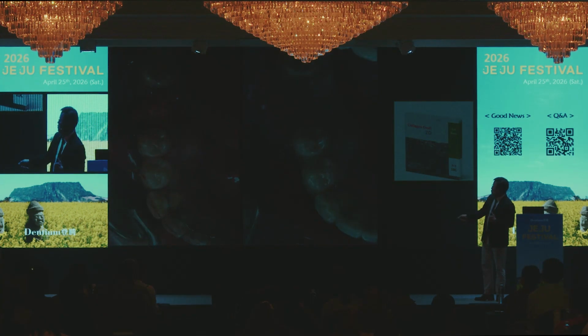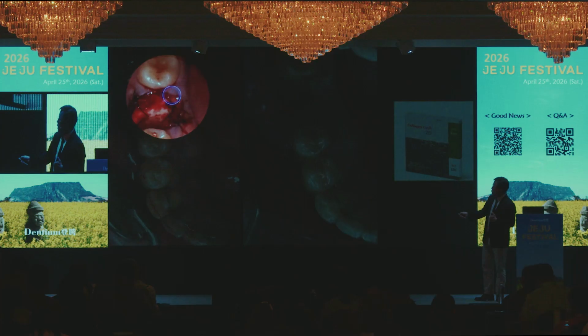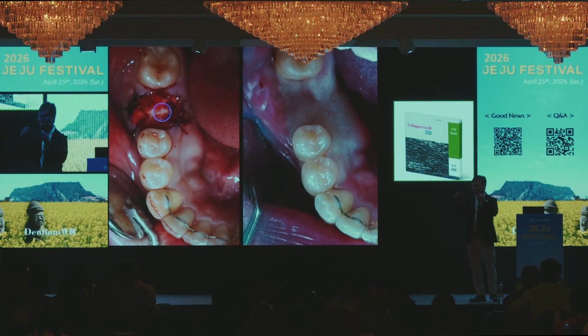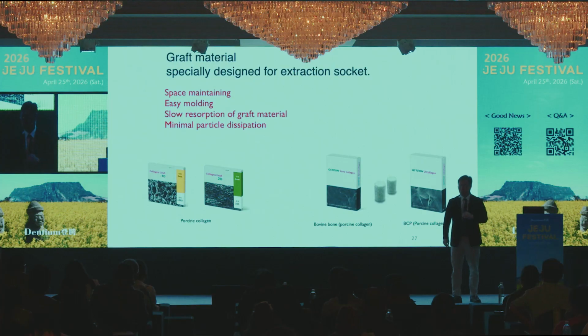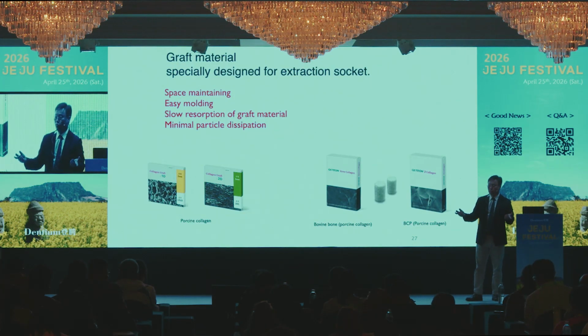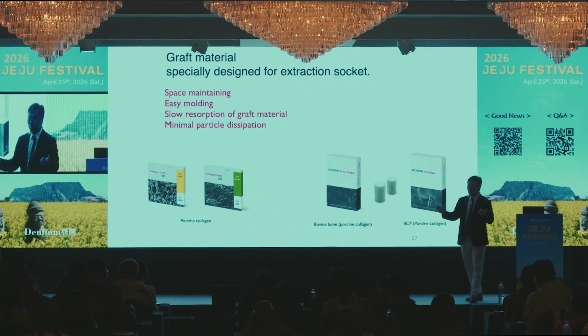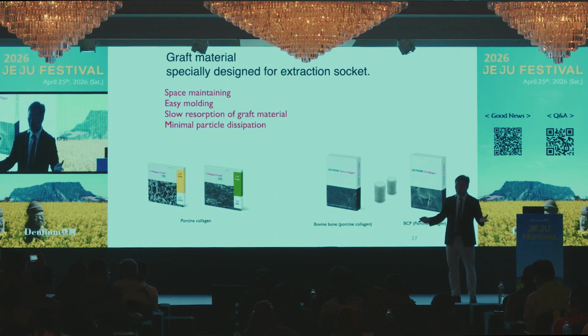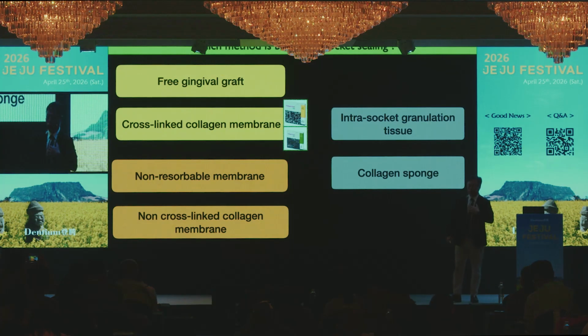In another case, at higher magnification, we can suture it and stabilize this cell because it's denser than the X1D. The materials for ridge preservation are collagen graft and collagenated bone.